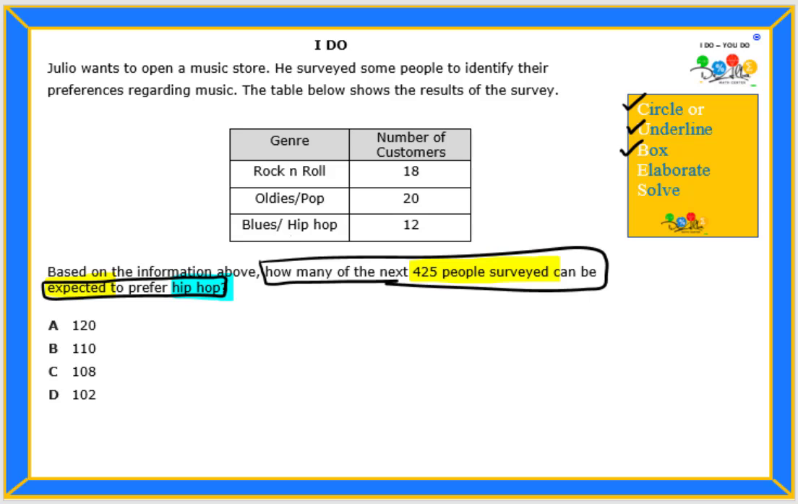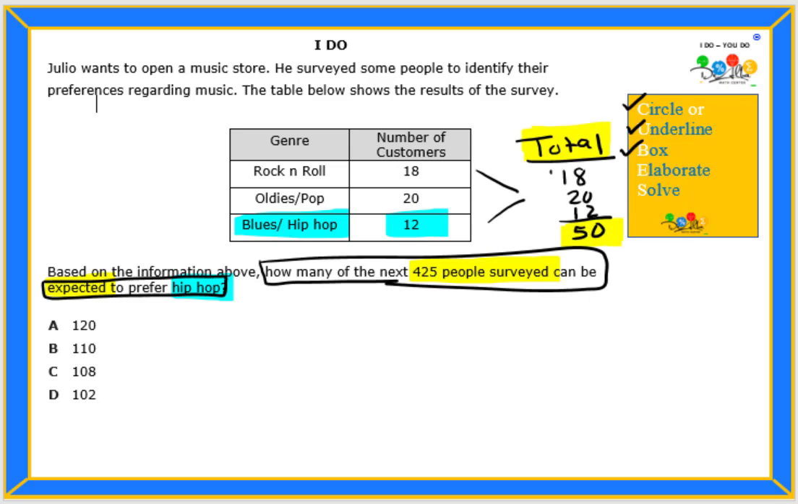So now we are going to elaborate. I want to look at the table that they gave me, and I can see hip hop right here. That would be 12. And we also need to find our total. So let's go ahead and do that. So the total is 18 plus 20 plus 12. That would be 10, carry 1, and that would be 5. So our total is 50.